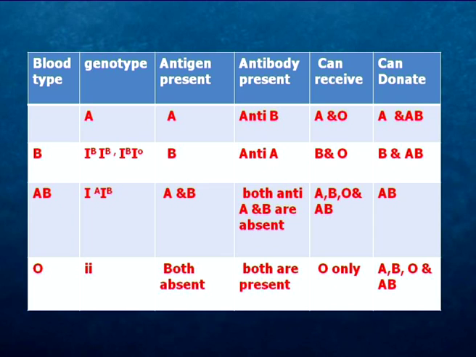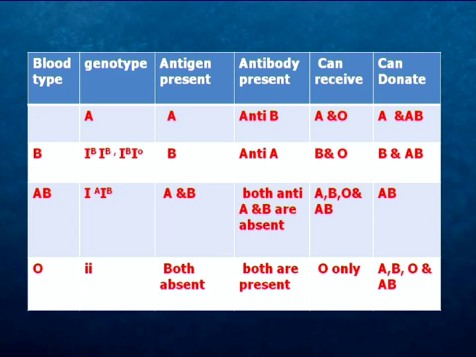Then to whom can O donate, or from whom can O receive blood? Now when O is the recipient, you find both antibodies. So they recognize any antigen A or B, with A blood group or B blood group or AB. Therefore, for O blood group, A, B, AB as donors are banned.